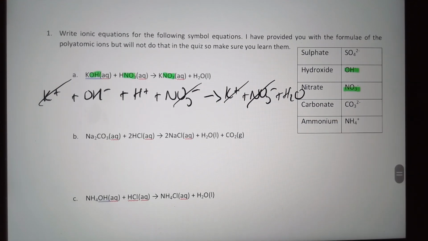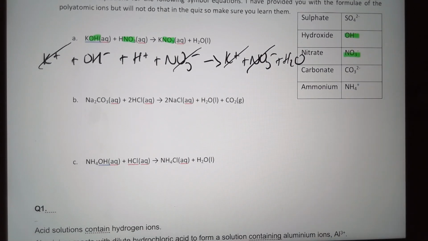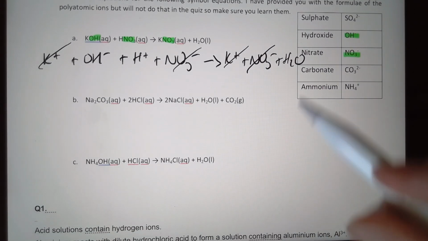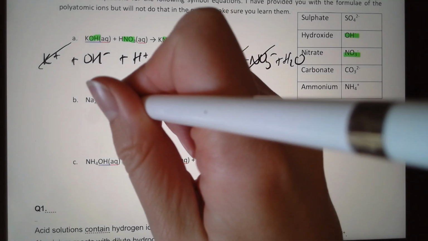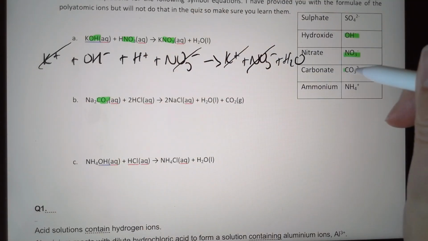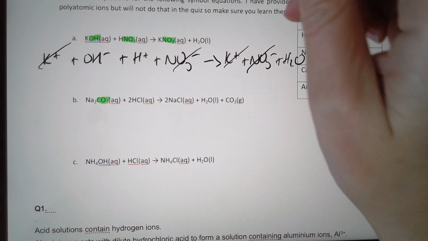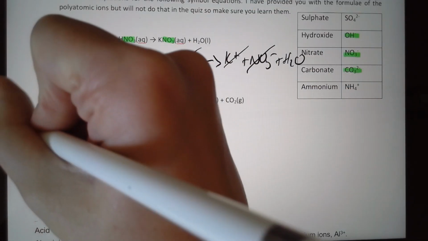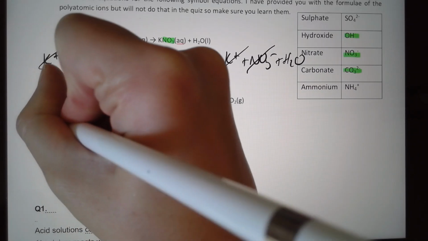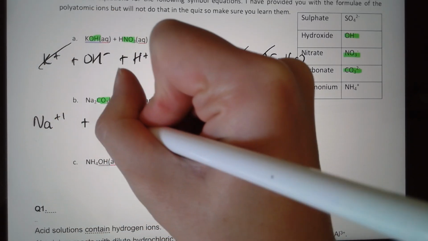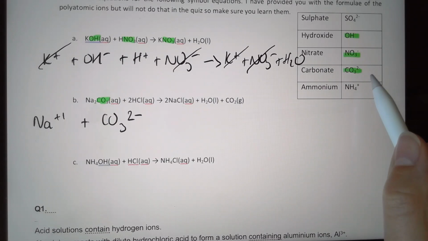And in a neutralization reaction, effectively all that's happening is H plus and OH minus combine to form H2O. The next one, sodium carbonate. Again, here we see we have a polyatomic ion, so I'm not going to be separating that C from the O. I've got sodium, which is in group 1 with a +1 charge. I've got carbonate, CO3 2 minus. I get that from there.